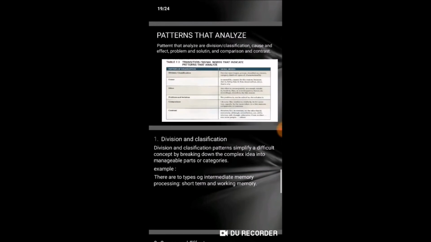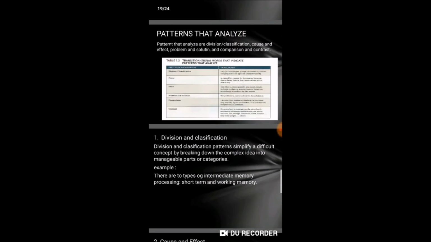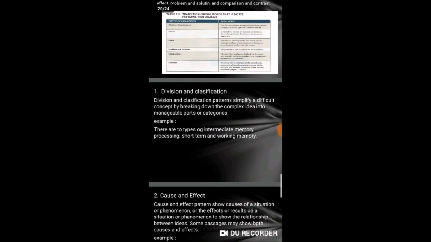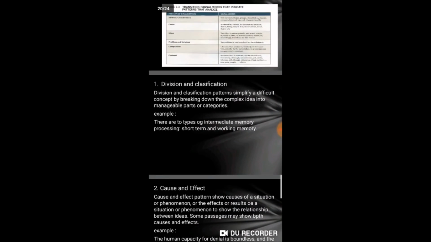Okay, next is patterns that analyze. Patterns that analyze include division or classification, cause and effect, problem and solution, and comparison and contrast. You can see Table 2.3, transition signal words that indicate patterns that analyze. There are classification, pattern of organization, and signal words.